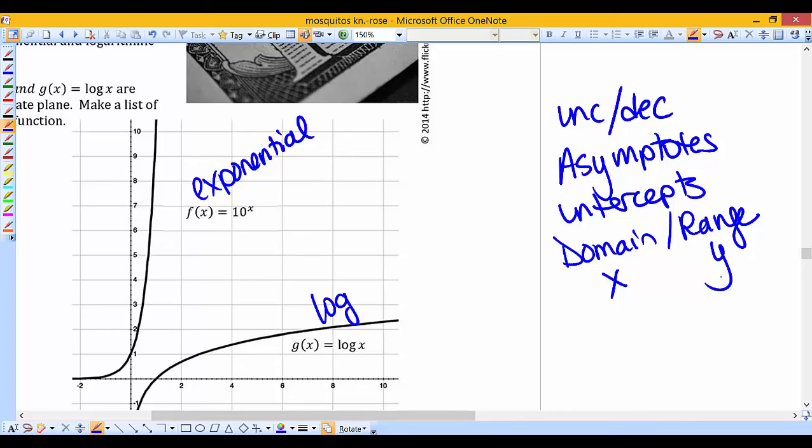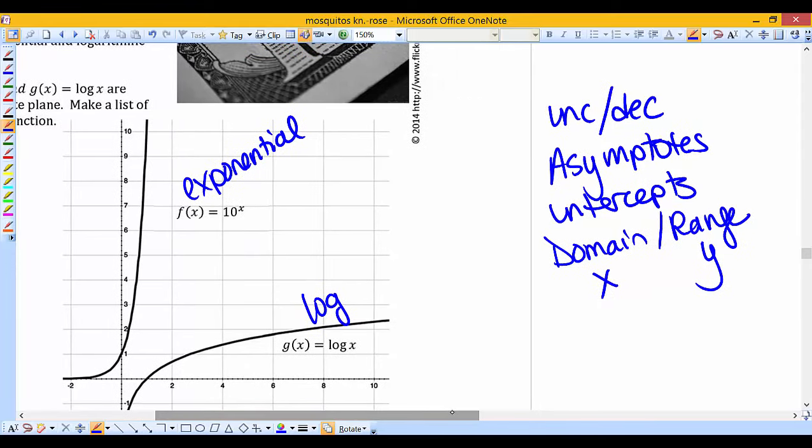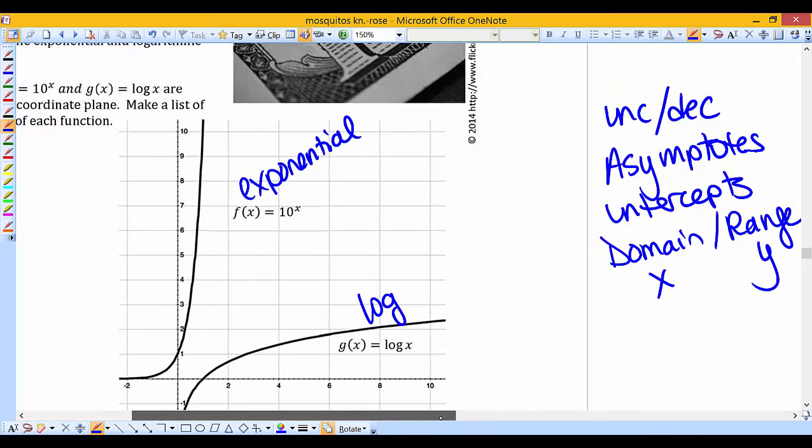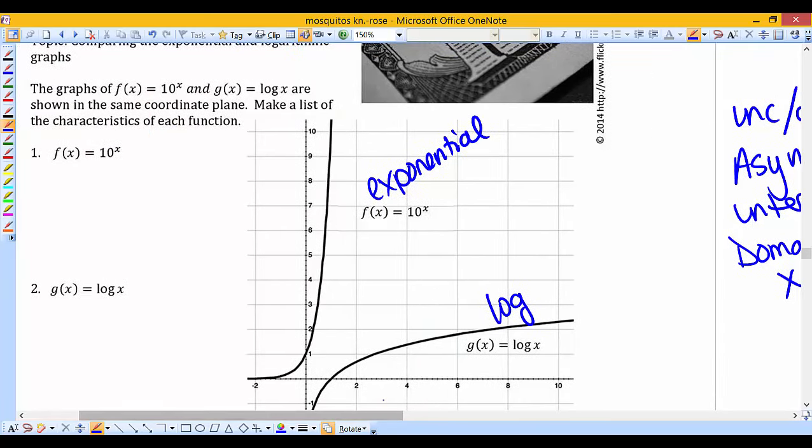That should be enough. The reason you're asked to list their characteristics is because below these graphs, you are asked to answer some true or false questions. And it'll be easier if you have the characteristics already listed. So that's pretty much it for your characteristics. If you could think of others, you're welcome to put in any others there. Don't force them though. For example, max and min, these do not have max and min. There are no peaks and valleys here, so don't force that one.